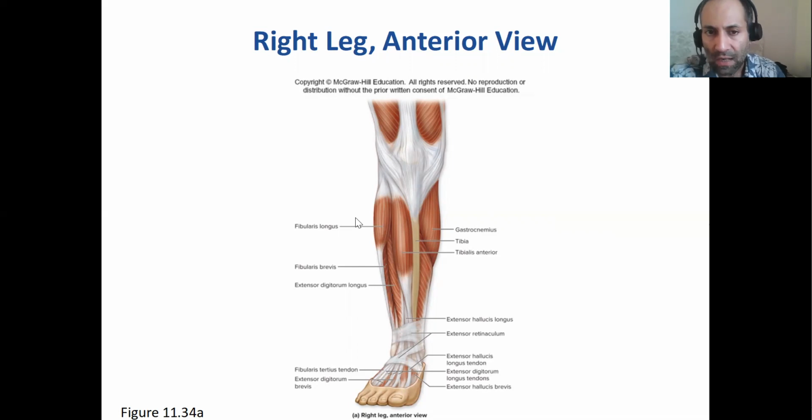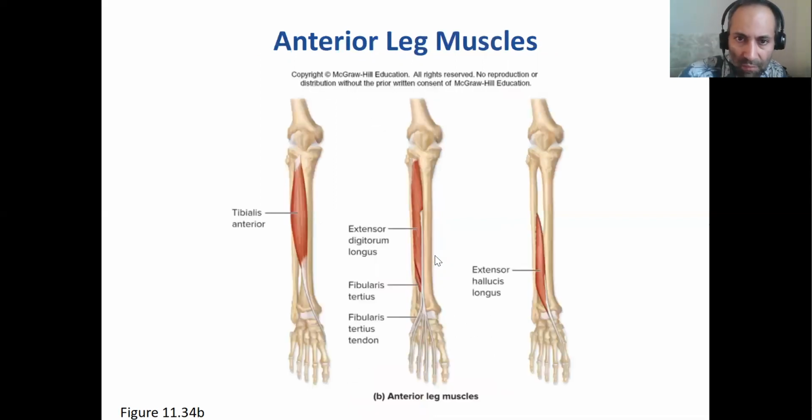So in fact, on the lateral side, you have these two muscles. You have the fibularis longus and the fibularis brevis. Both of them help you evert the foot, move the foot outwards, all right? And then you have these powerful calf muscles called the gastrocnemius, two heads, a medial head and a lateral head of the gastrocnemius. And what that does is it helps you plantar flex your foot, move your foot down like this, all right? So the calf muscles in the back.